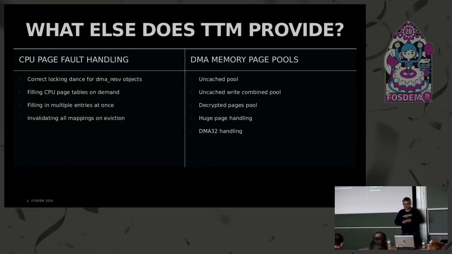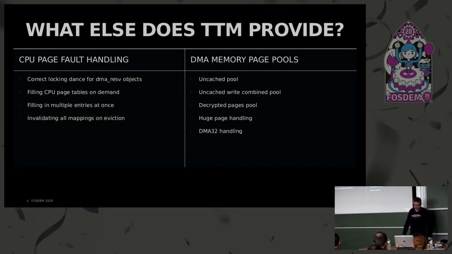Other functionalities that TTM provides. A big functionality when you want to move a buffer around is that you need to make sure that nobody is accessing that buffer. When the kernel moves a buffer from A to B, you need to make sure that neither the GPU nor the CPU is still accessing A and writing changes to A while the thing is copied to B.